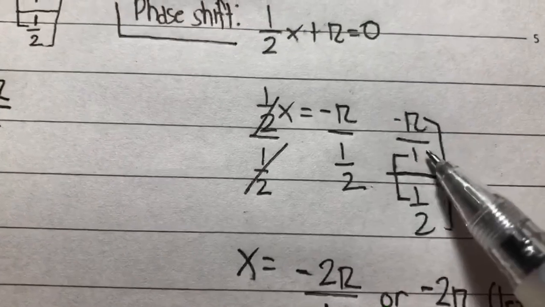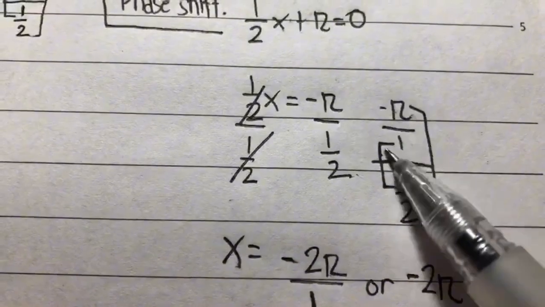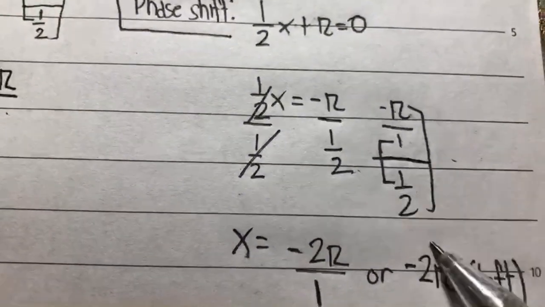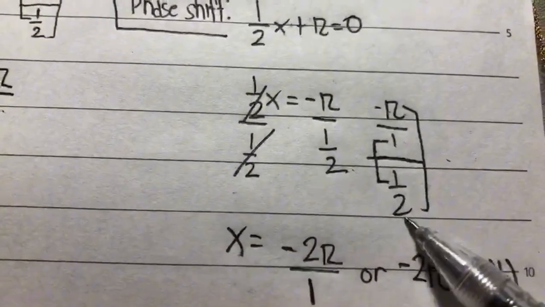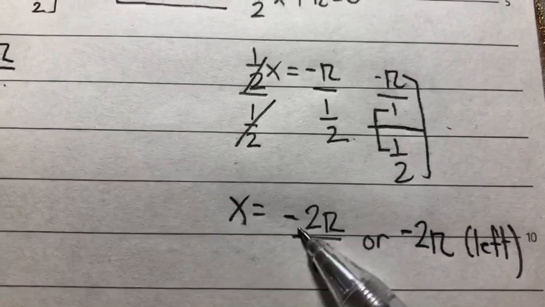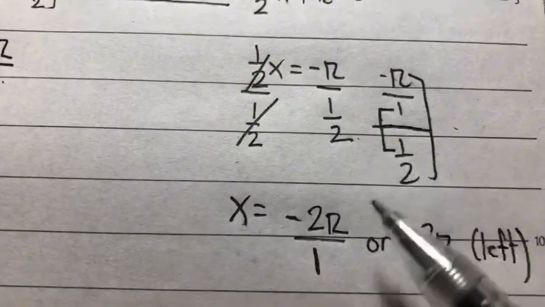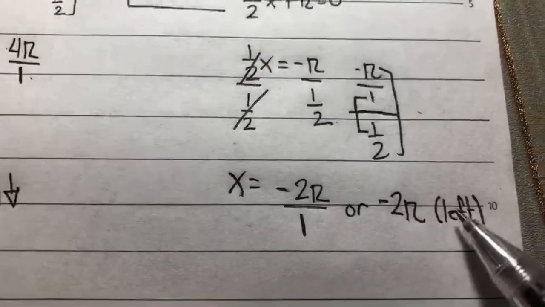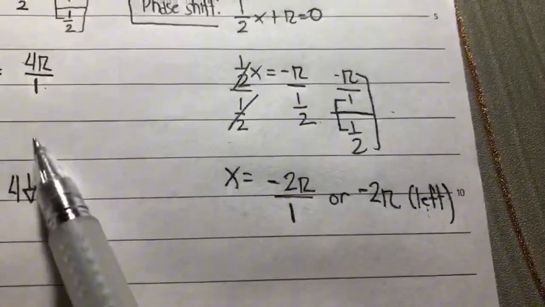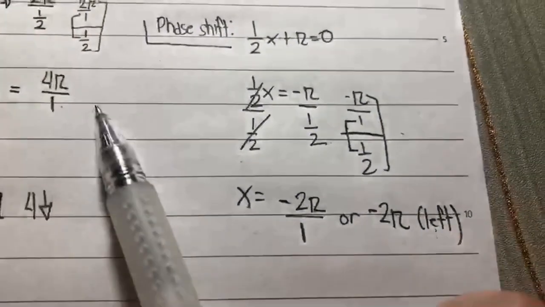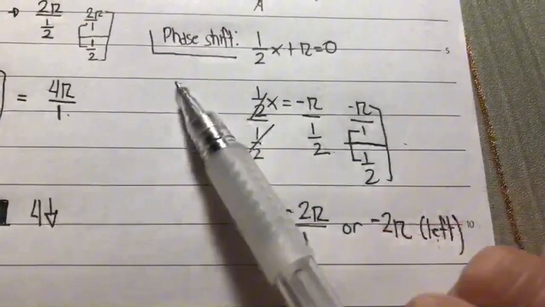Si negative pi, lagyan natin siya ng 1. So, negative pi over 1 over 1/2. So, pi multiplied by 2 is negative 2 pi. Then, 1 divided by 1 is 1, or negative 2 pi. Ang start natin is left. Kapag nag-drop tayo, nasa left tayo, magsisimula pag ganun.